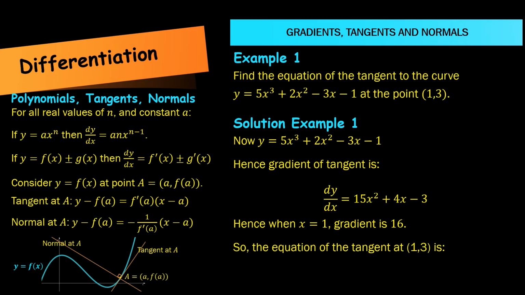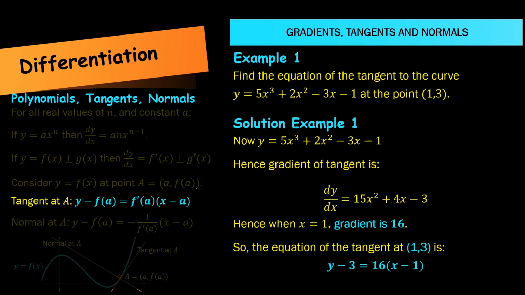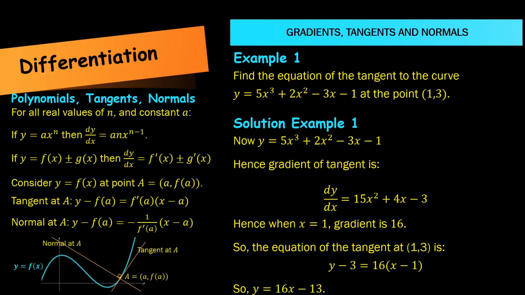So the equation of the tangent at (1, 3), substituting in this equation for the tangent at A, is y minus 3 equals 16 times (x minus 1). This is where we get 16 from, and this is where we get 1 from, and this is where we get 3 from. And therefore rearranging gives us that y equals 16x minus 13.